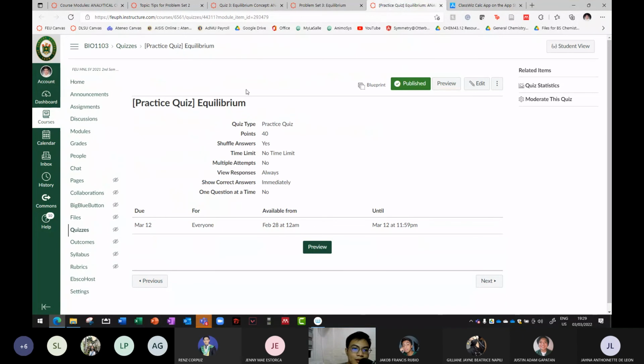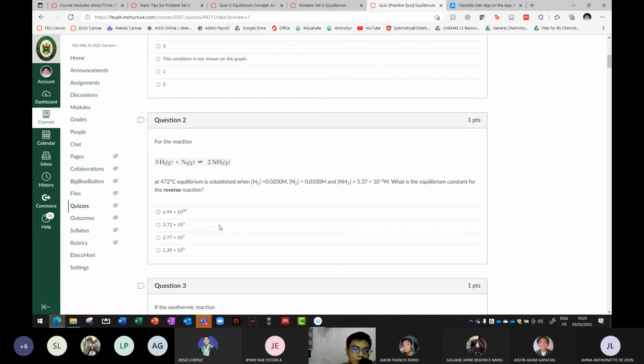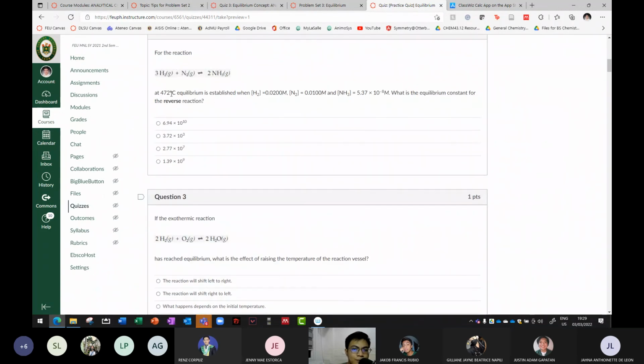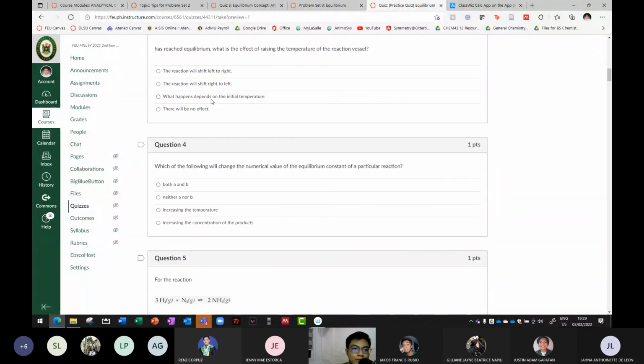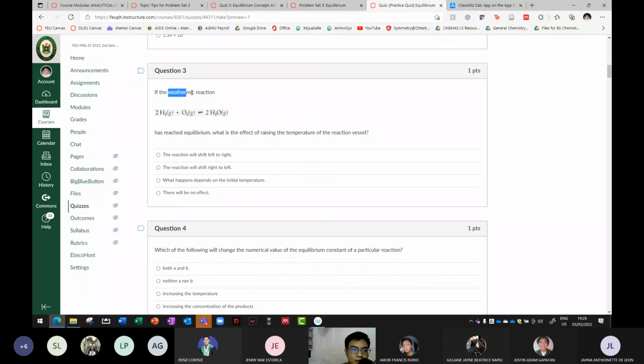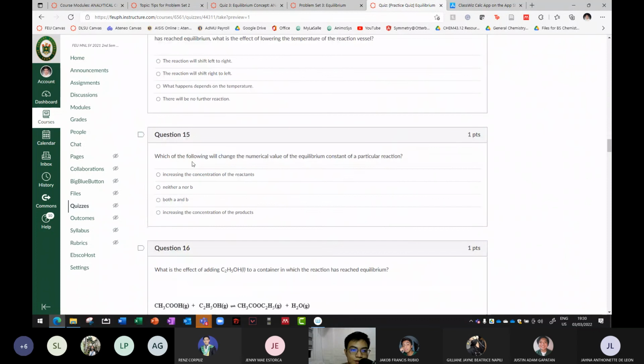For the practice quiz, it's open till next week. It has 40 questions, all about equilibrium. For example, the equilibrium constant for the reverse reaction. We discussed that, right? If you flip the reaction, what will happen? Also exothermic reactions: raising the temperature, exothermic, so it goes to the left. So try working on these problems.